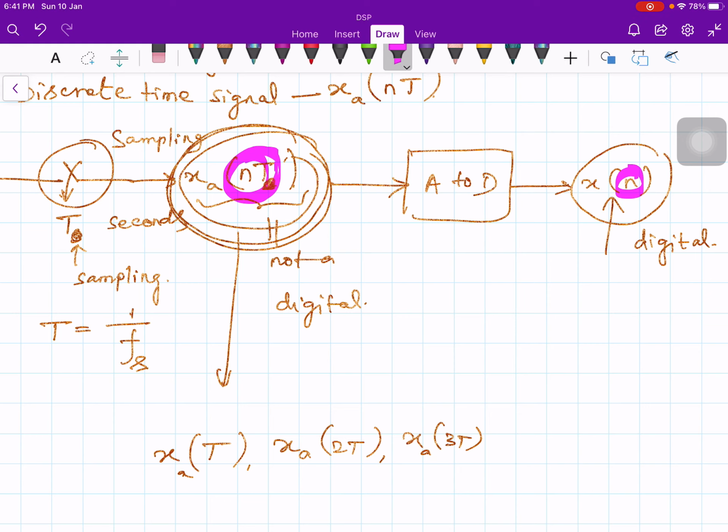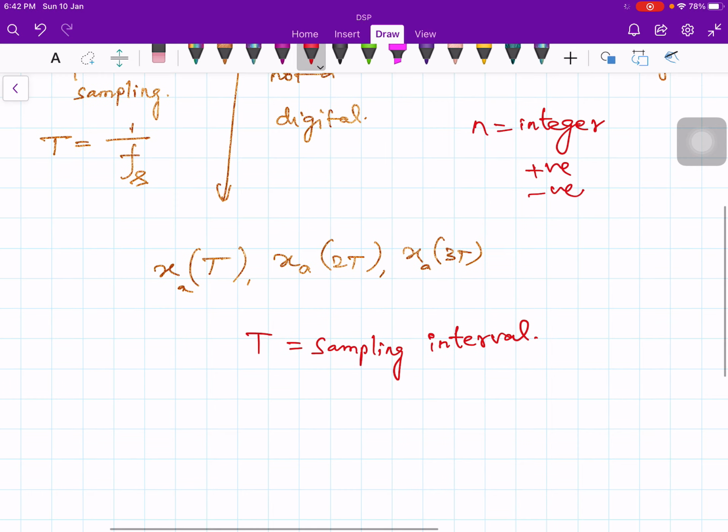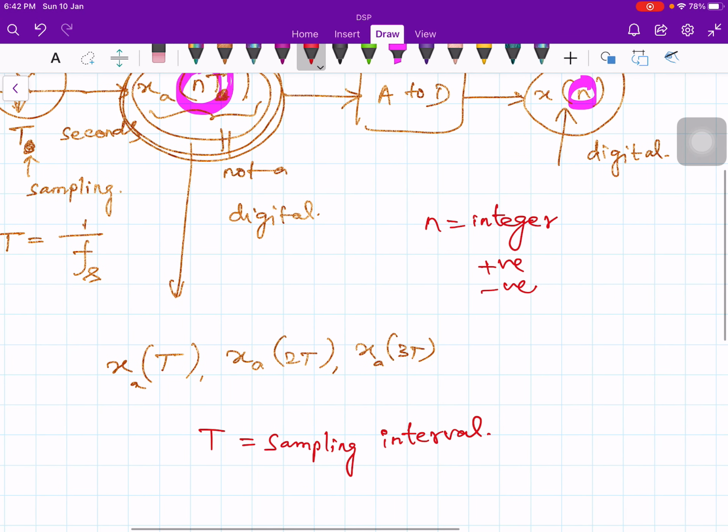Okay, and the small n can take integer values. It takes integer values 1, 2, 3, and so on and so forth, and it can take positive or negative integer values, and each integer value in the corresponding discrete time signal corresponds to the integer multiplied by the sampling interval. What is capital T here? As I said, T is the sampling interval. So capital T is lost at the output of the A to D converter. Okay, so capital T is lost in the digital signal.